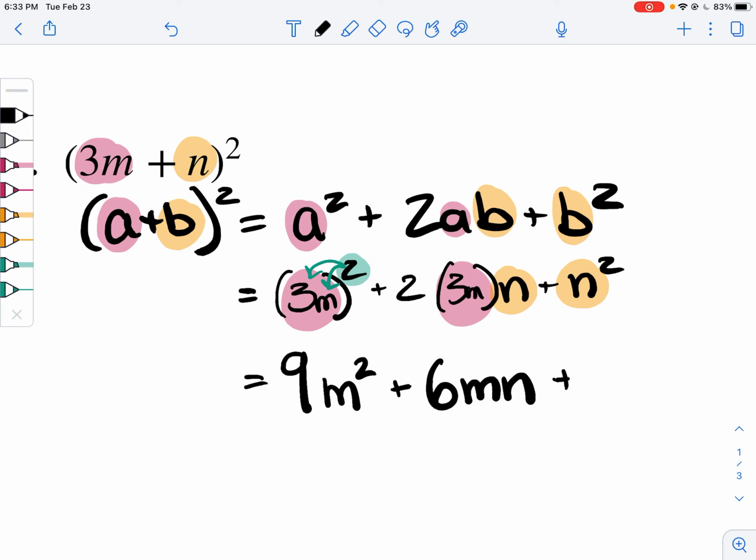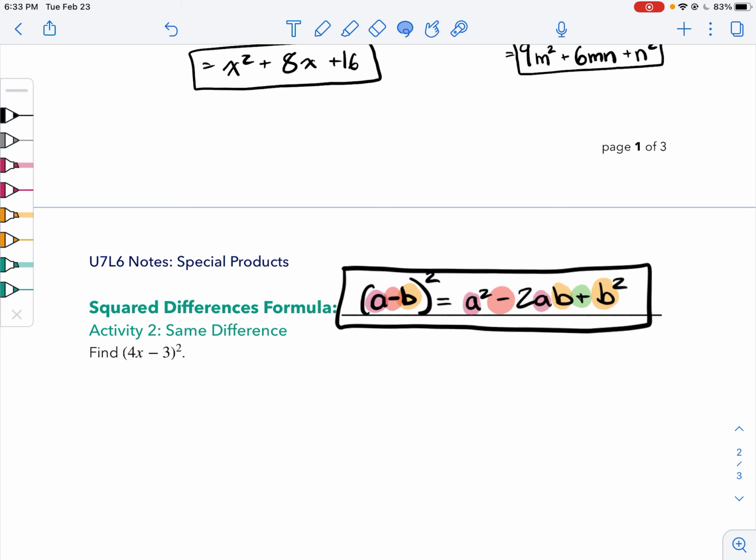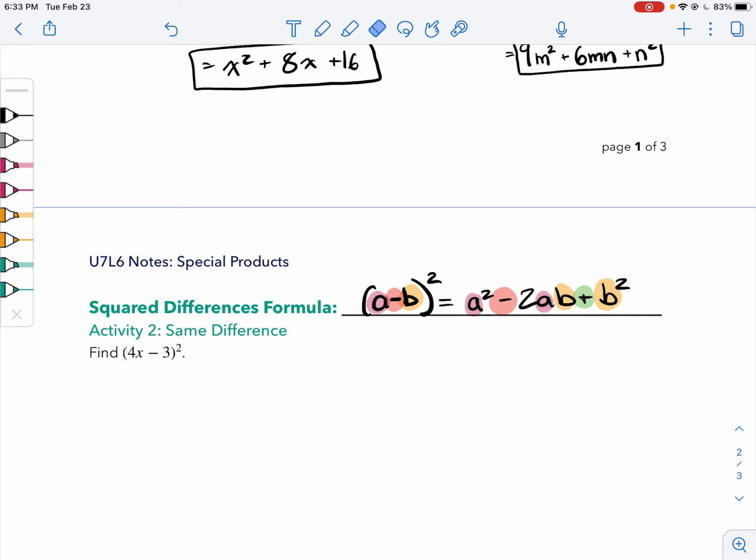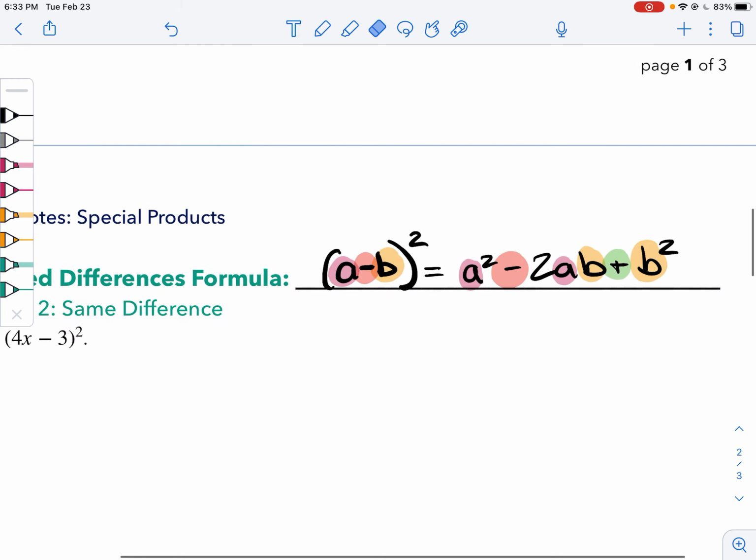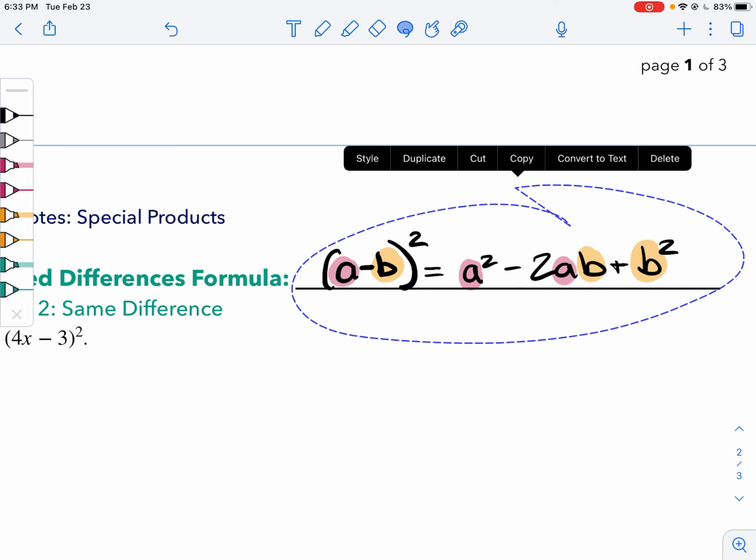Sums of squares or squared sums, because you have a plus. The next is squared differences, which is this guy. It says, hey, if you have a subtraction squared, you need to follow this pattern. Okay? So we have this minus guy right here, boom, boom, and then a plus. So let's follow this pattern.